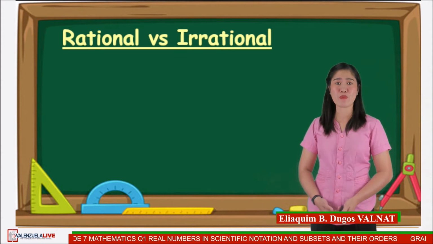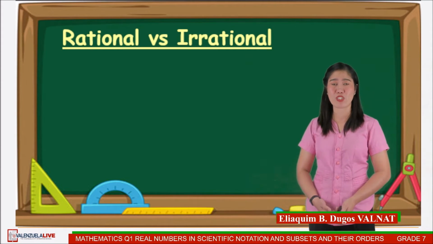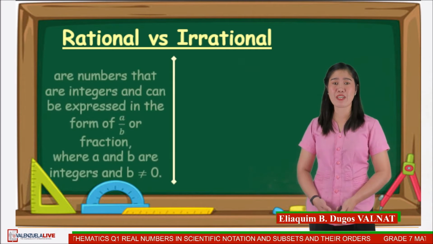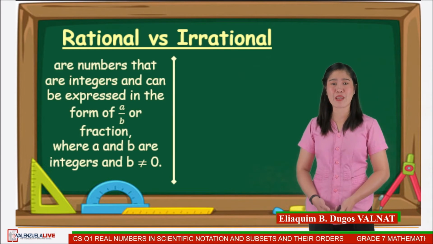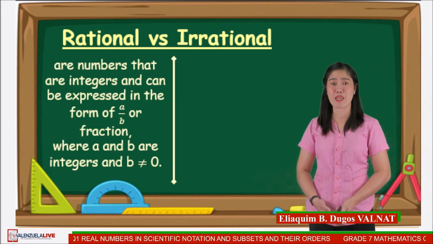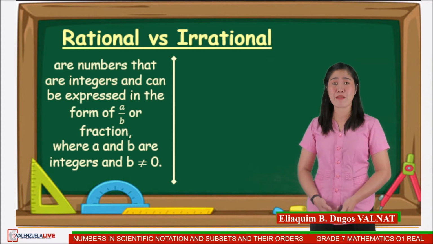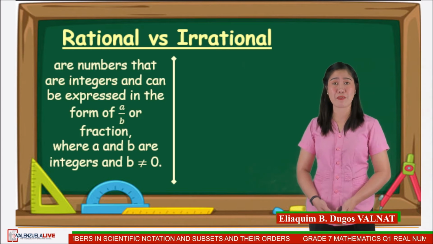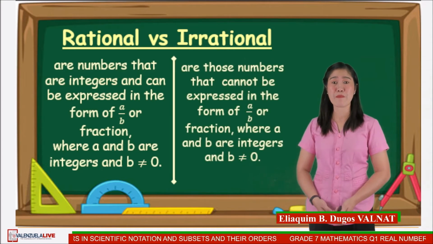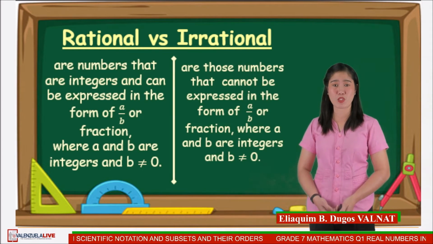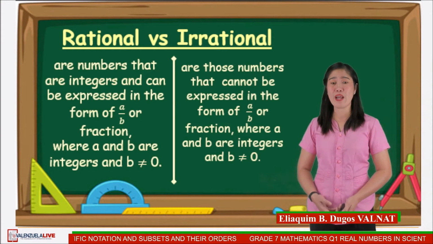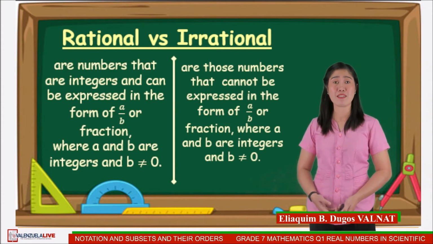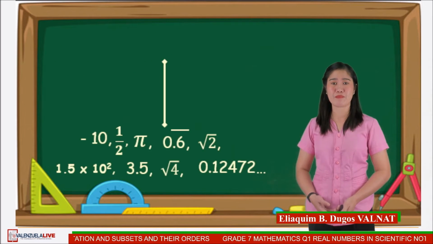Under real numbers, we also have rational and irrational numbers. Rational numbers are the numbers that can be expressed in the form of a over b, or fraction, where a and b are integers and b is not equal to 0. While irrational numbers are those numbers that cannot be expressed in the form of a over b or fraction, where a and b are integers and b is not equal to 0.